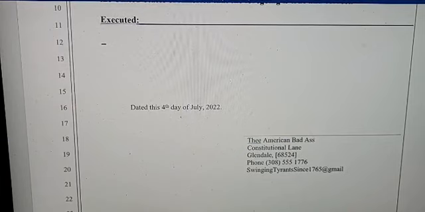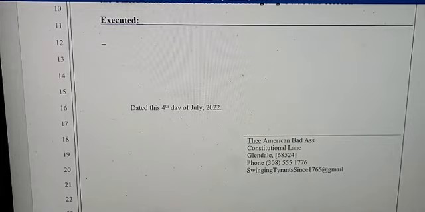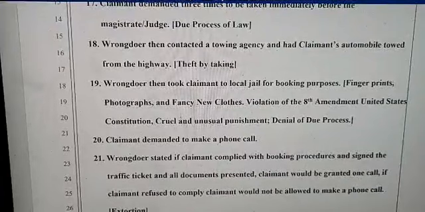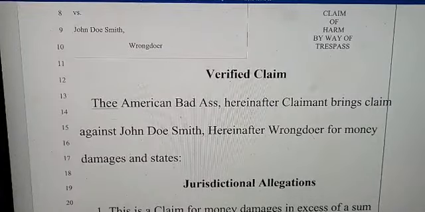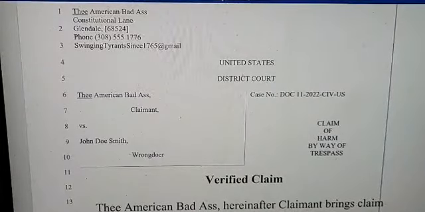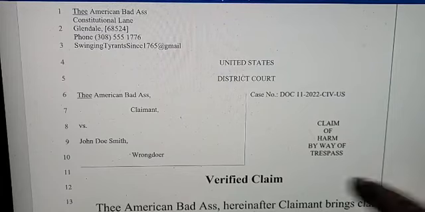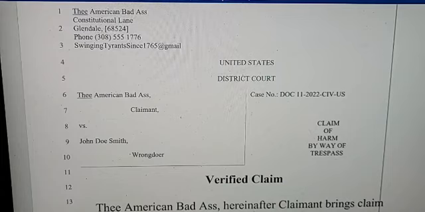And if you want, you can go ahead and add yourself a little notary page and you can sign it before a notary if you like. So this would be submitted to the court. Remember our first one was just a claim of harm by way of trespass, and that's how we're getting our docket number. Now we're moving forward with our verified claim, and we're itemizing it and detailing it as such.